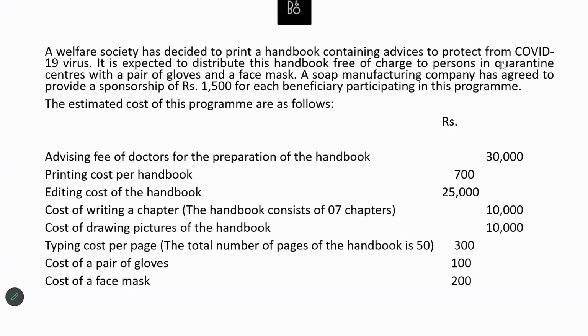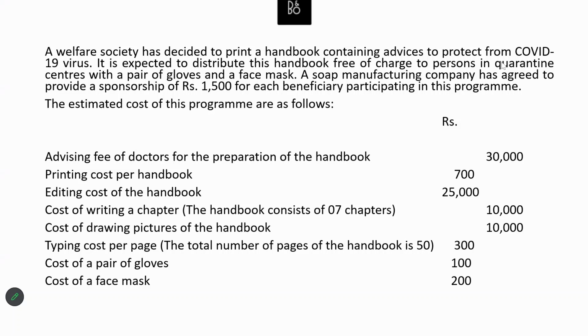Number four, cost of writing a chapter. For writing one chapter, you have to give 10,000. The handbook has 7 chapters, so you have to pay 70,000. Number five, cost of drawing pictures. There is an artist who will draw the pictures, and he is getting 10,000 for that.